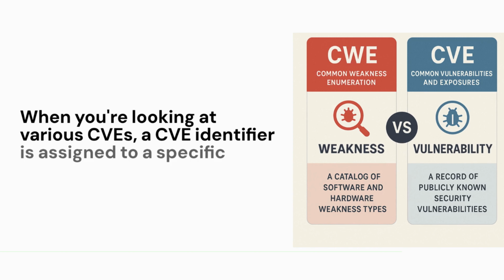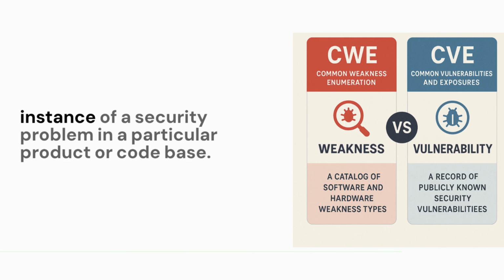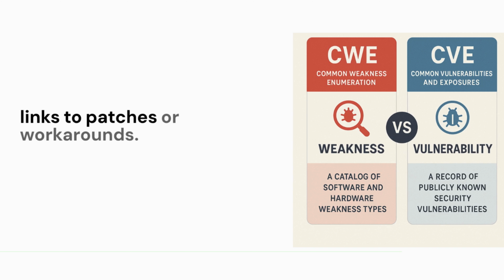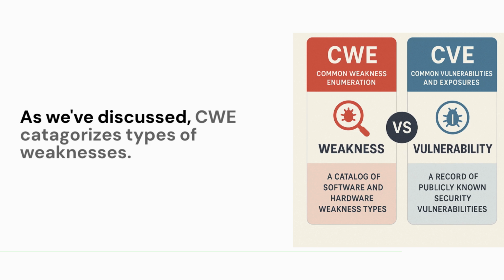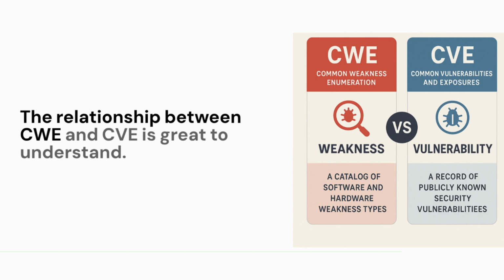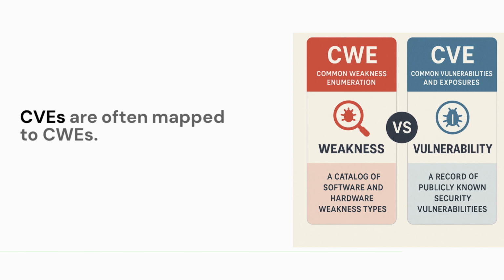A CVE identifier is assigned to a specific instance of a security problem in a particular product or code base. It includes information about which versions are affected, severity scores, and often links to patches or workarounds. As we've discussed, CWE catalogs types of weaknesses. It's describing categories or classes of security problems, not specific instances. The relationship between CWE and CVE is great to understand.